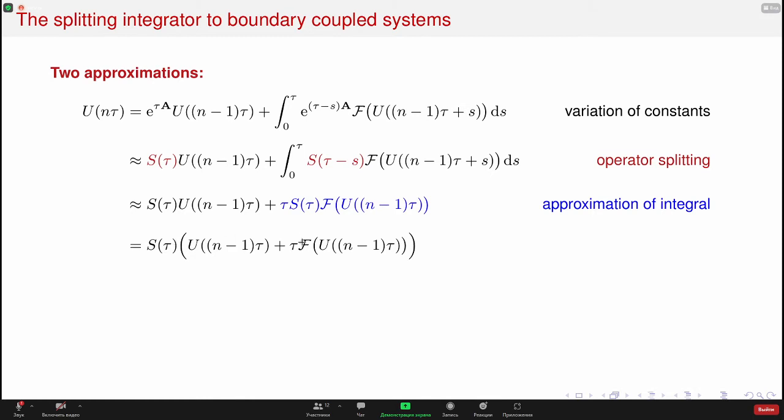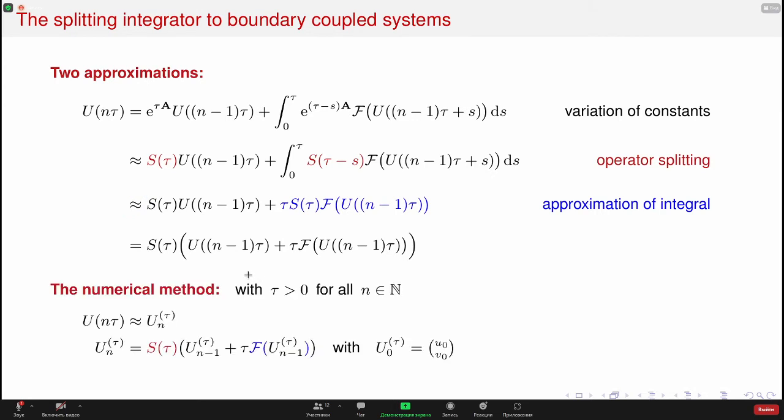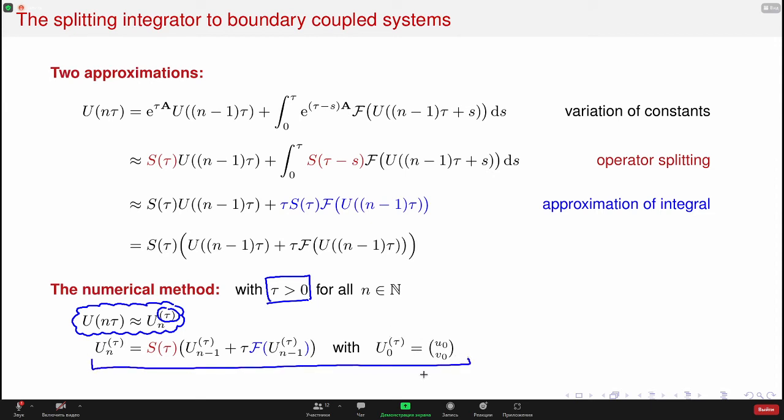A numerical method is not defined by an approximation sign, but of course we need some equality. So the numerical method is defined as follows. We have some time step tau, and then for all steps, for all integers n, this is the notation. The exact solution is approximated at n times tau by u sub n, and here this tau at the top means that it depends, of course, on the choice of tau. And then this is the numerical method. Here we have the initial data.